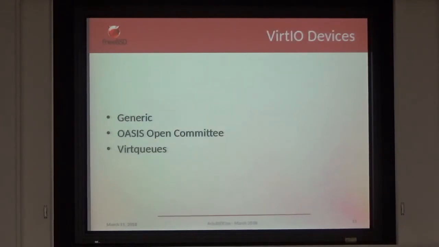So, virtual devices were created by the OASIS Open Committee. They are generic devices and are specified to be able to work on PCI, MMIO, and port maps, and use vert queues to communicate between user space and kernel space. Vert queues are essentially shared memory space between the guest and the host that both of them can access, and data transfers are done through shared memory.